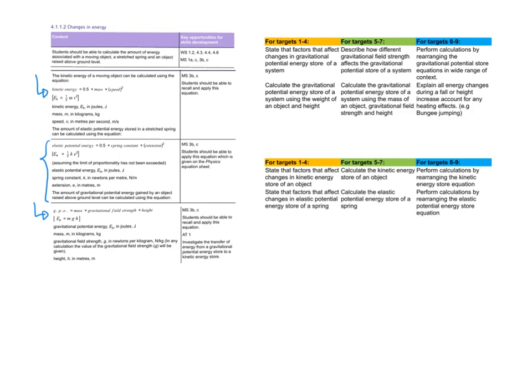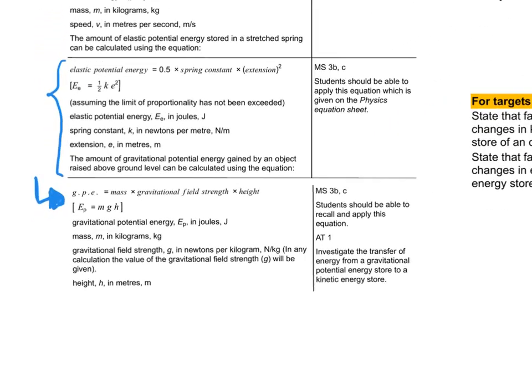Also, I have given you a list of the outcomes for different targets. Once again, simple things that you can do for targets 1 to 4 is to just state what can affect the gravitational potential energy store of a system. Now, if we look at the equation for gravitational potential energy store, it tells you that the gravitational potential energy is equal to the mass times the gravitational field strength times the height.